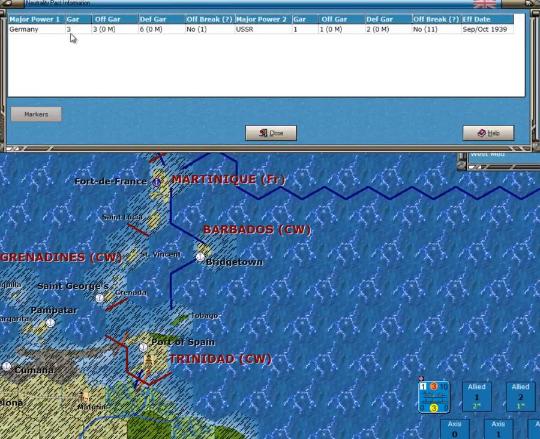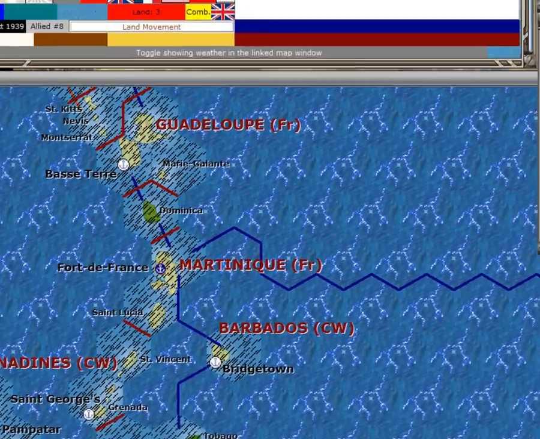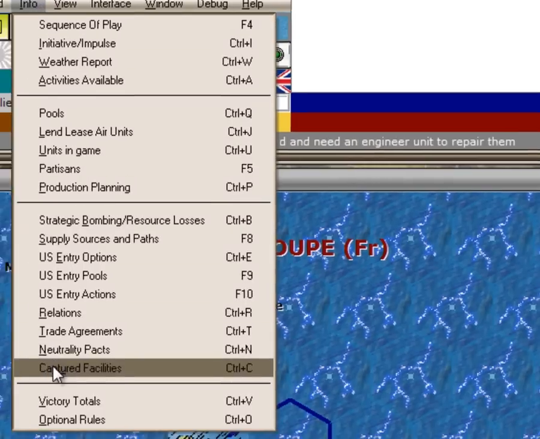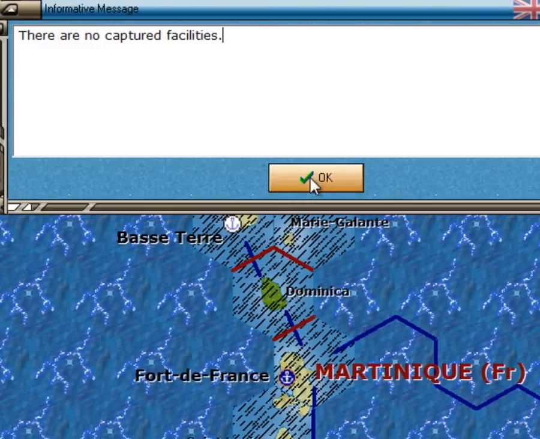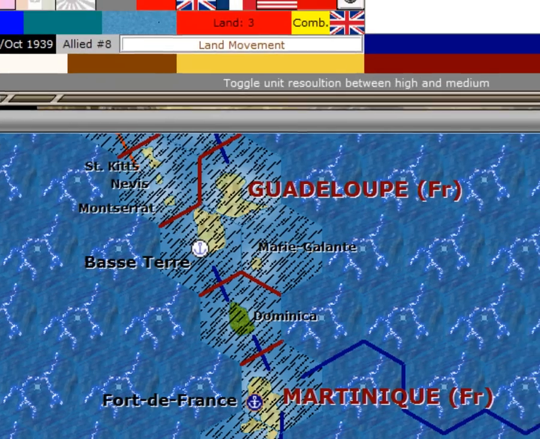Neutrality pacts, there's only one in existence. Germany and the USSR have a neutrality pact. This shows you what the garrison levels are on each side, and also the possibility of breaking the pact. Captured facilities, there aren't any this early in the war, but as ports get captured, they would show up.